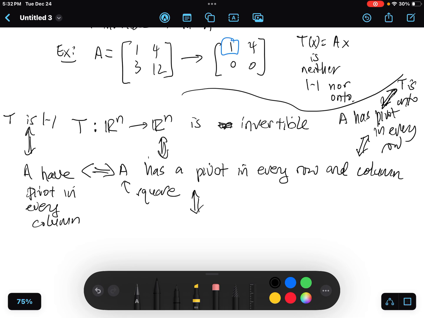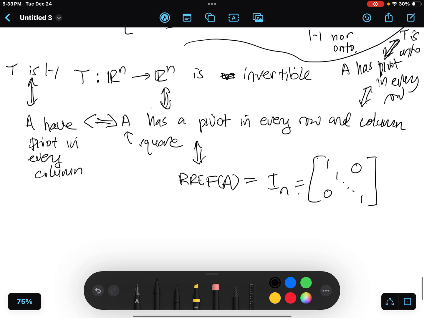And when A has a pivot in every row and column, what's the reduced row echelon form of A equal to? Just think about what the matrix will look like. It will be the identity matrix, in other words, the matrix that has ones on the diagonal and zeros everywhere else. And naturally enough, such a matrix is called invertible. So we'll take a look at how to tell if a matrix is invertible.